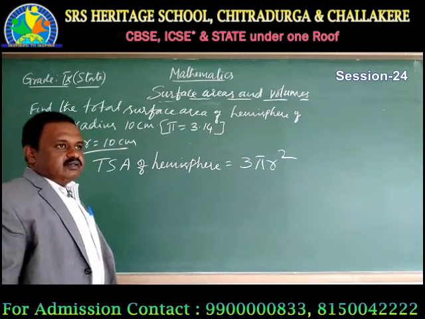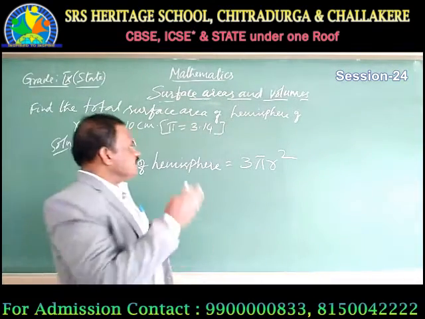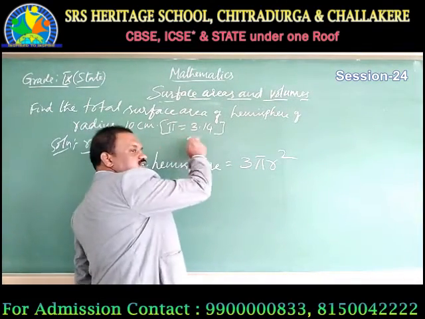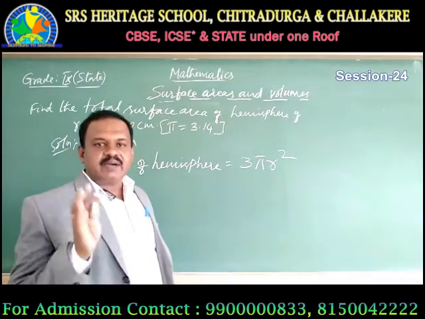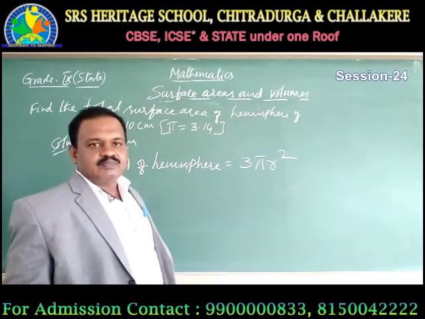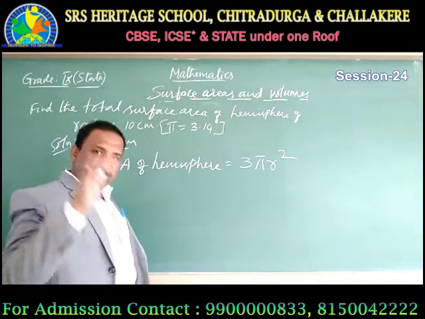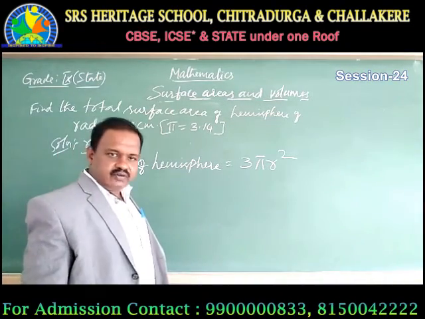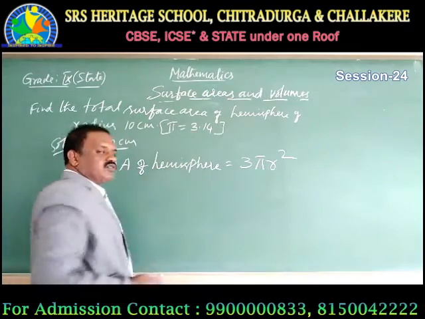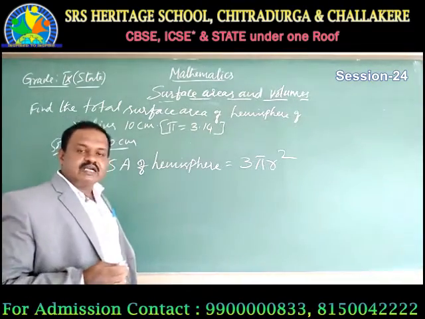See here, if it is not mentioned, like use pi is equal to 3.14, then you have to take pi as 22 by 7. Otherwise, if it is mentioned pi is equal to 22 by 7, you have to take it as 22 by 7 only. If it is mentioned as 3.14, you have to take it as 3.14.